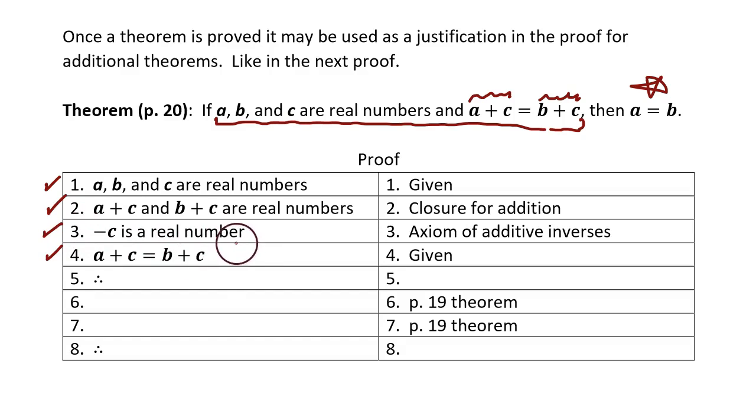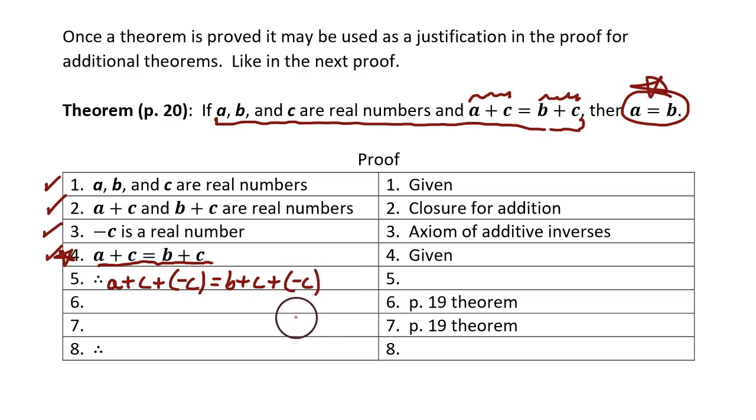With all of that taken care of, let's figure out how we can get from statement 4 to what we're trying to prove, which is a equals b. Keep that in mind. We want it to look like a equals b. So one idea is to write a plus c plus negative c equals b plus c plus negative c. Why is it okay to add the same thing to both sides of the equation? Because the addition property of equality says you can.